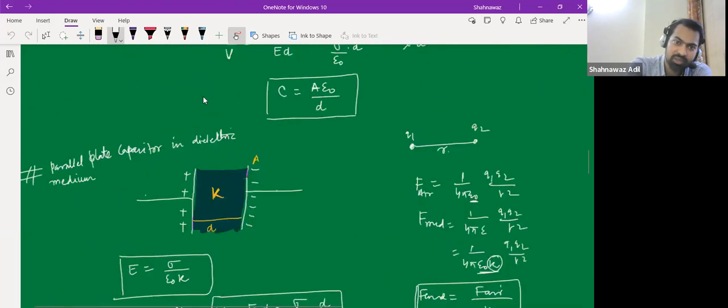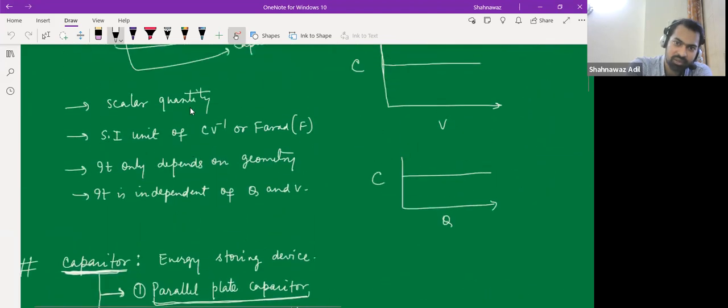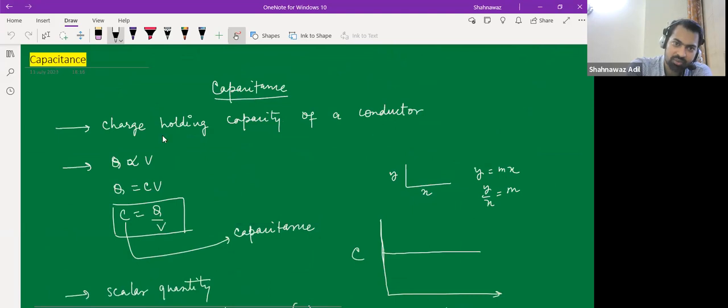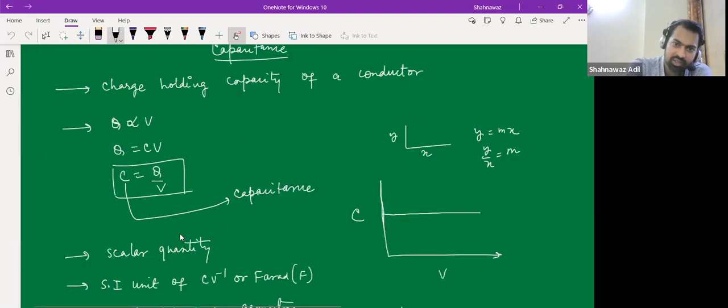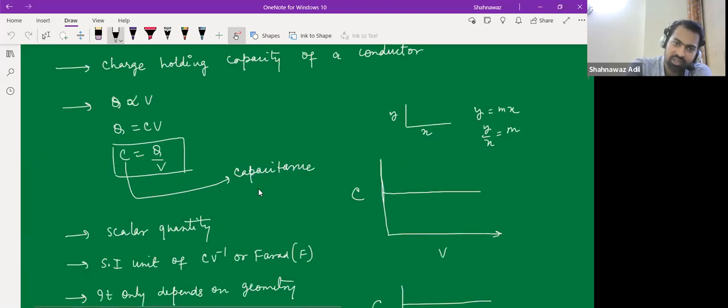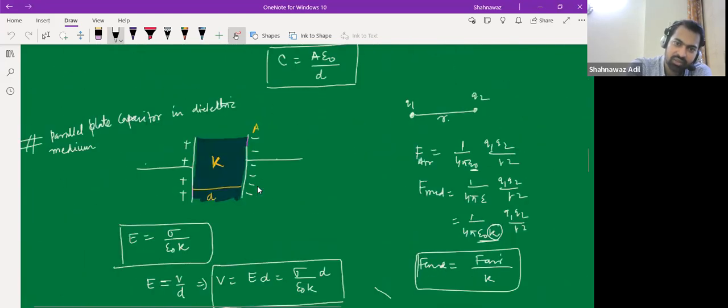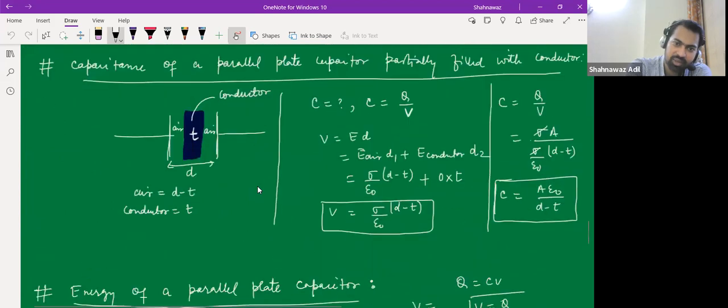So you guys please revise. Otherwise, yeah. So that is why I'm telling you guys that this part. So Q is directly proportional to V. We remove the proportionality and we get C. So this was the capacitance. Right. Yeah. So is that clear, Mariam?